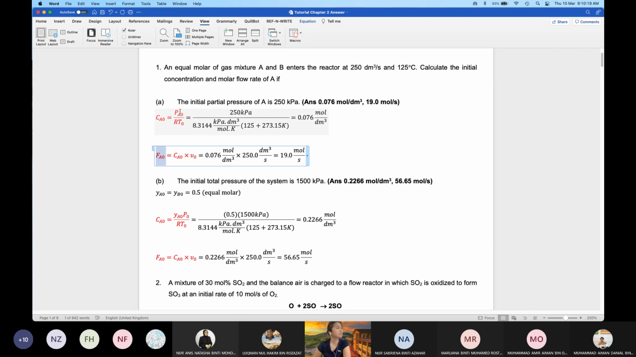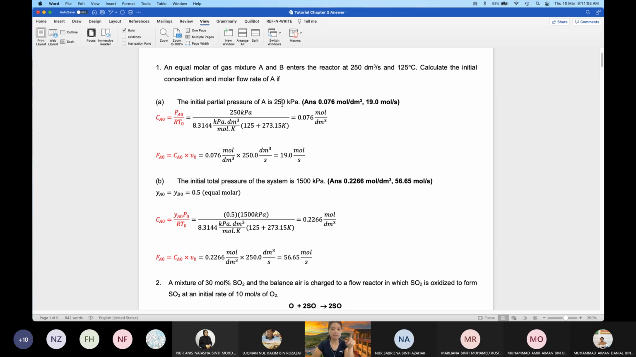Part A of the question says, find C_A0 and F_A0 if the initial partial pressure of A is 250 kilopascal. So they want us to find the initial concentration of A and initial molar flow rate of A, if the initial partial pressure of A is 250 kilopascal. So how do we solve this question? First of all, what is this 250 kilopascal? It is the pressure owned by A, or the pressure of A initially in the reactor.